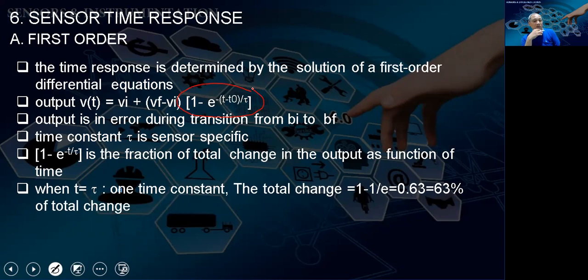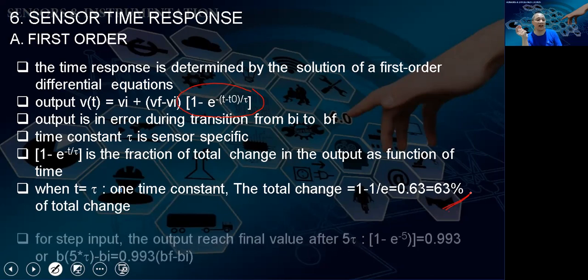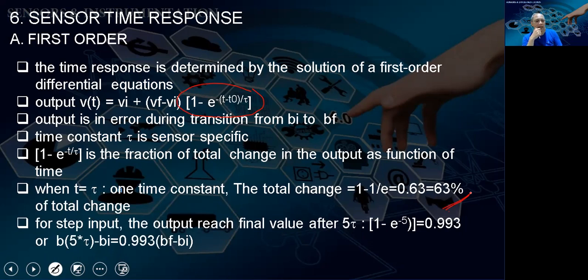When t equals tau, it is 1 minus e to the power of minus 1, which is this. Some call this the rise time. This is the time constant: the time to reach 63% of the final value. For a step input, the output reaches the final value after about 5 time constants. Usually at 3 time constants it reaches about 95%, at 4 time constants about 98%, and at 5 time constants about 99.3%. So finally we'll get there, the value of that.